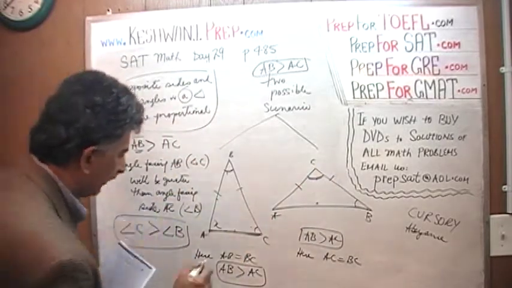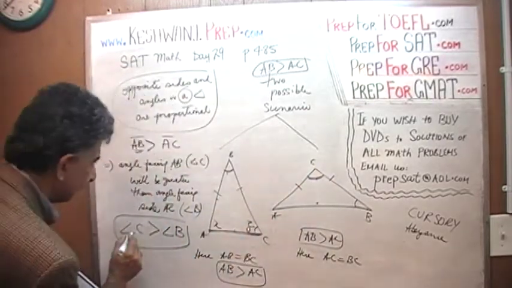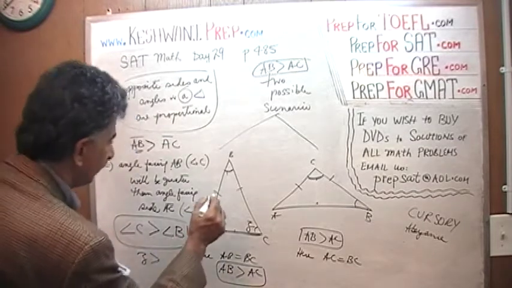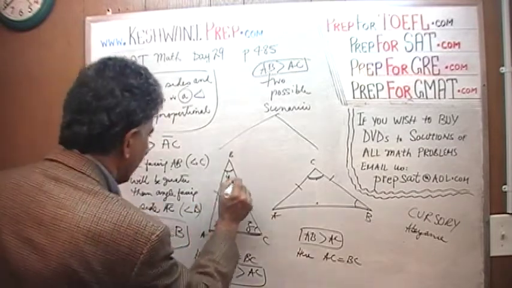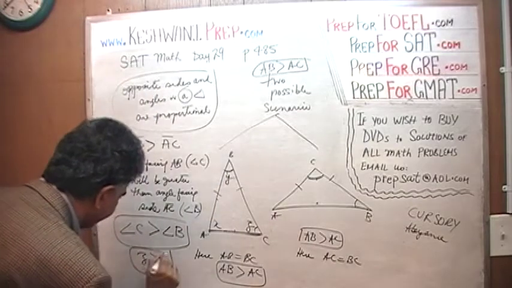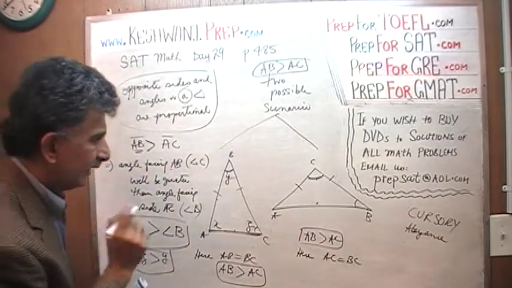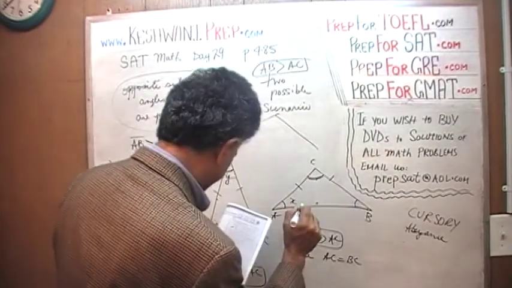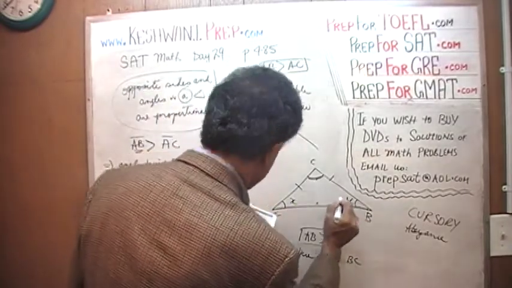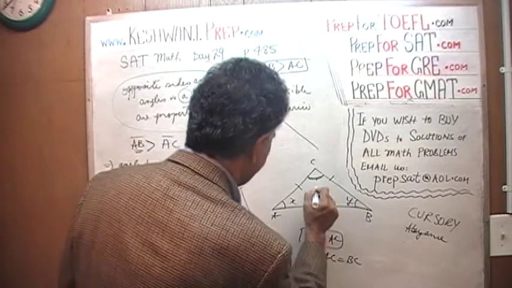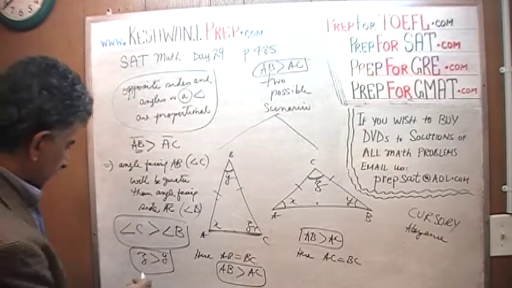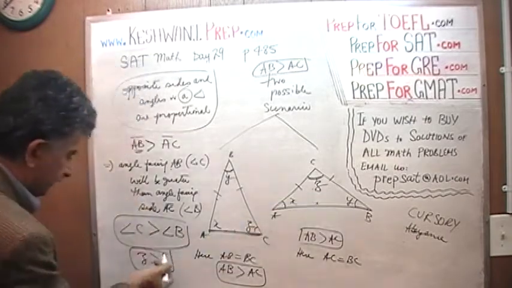Angle C, they call it Z. So angle C is Z. That means Z is larger than angle B, which they're calling Y. There you go. That is a fact. Same thing here. Angle A is X, angle B is Y, and angle C is Z. Again, angle Z is going to be larger than angle Y.